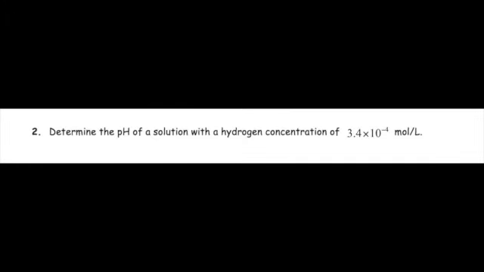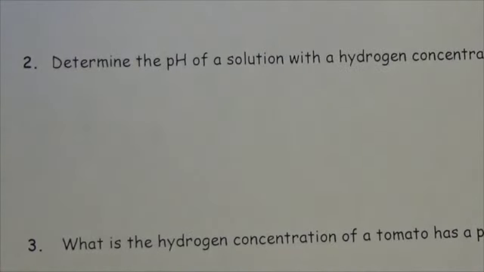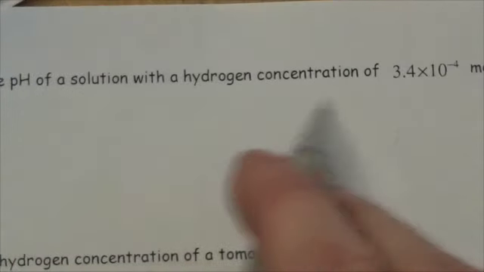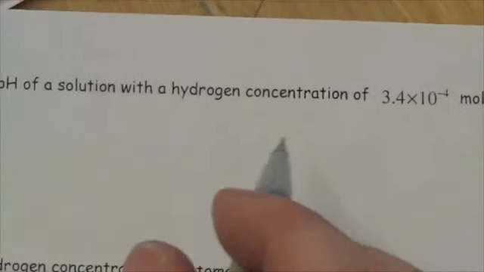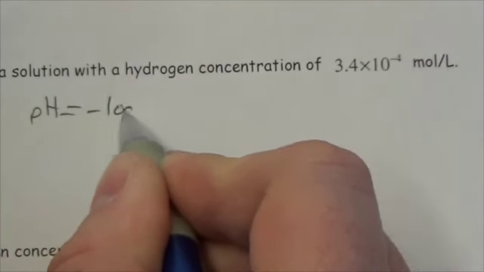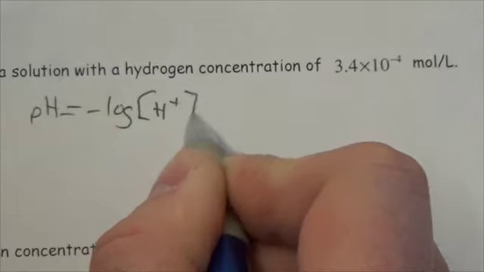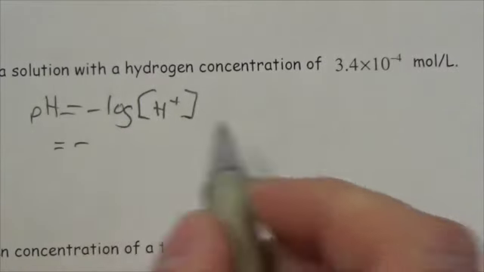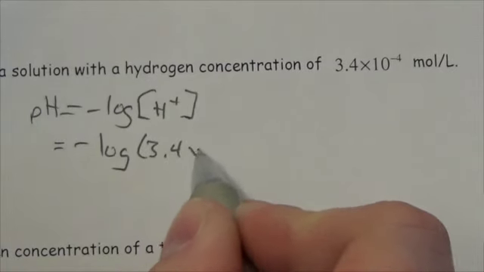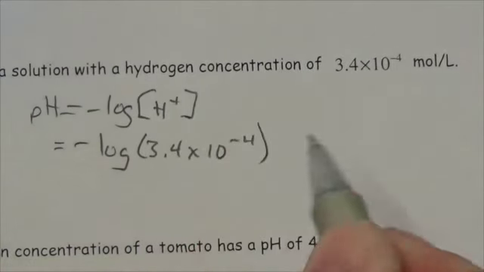Determine the pH of a solution with a hydrogen concentration of 3.4 times 10 to the negative 4 moles per liter. Okay, this question here is actually substantially easier than the one that we just did. Just determine the pH of a solution, and they give you the hydrogen ion concentration right here. So my pH is simply the negative log of that hydrogen ion concentration. So this will be the negative log of 3.4 times 10 to the negative 4.